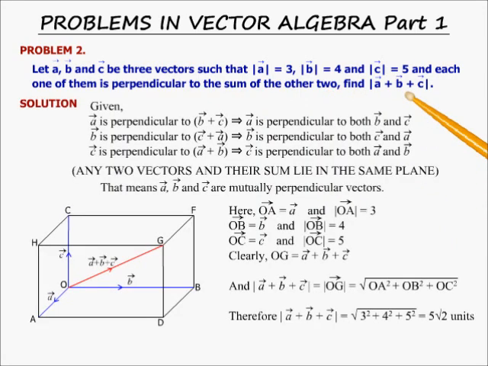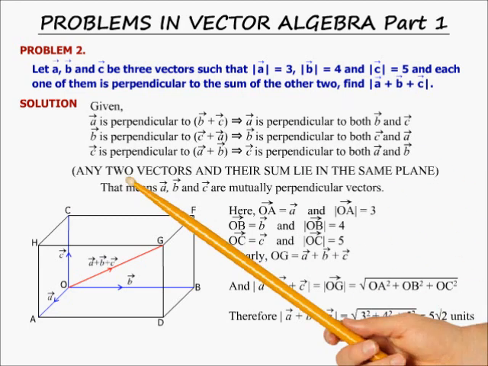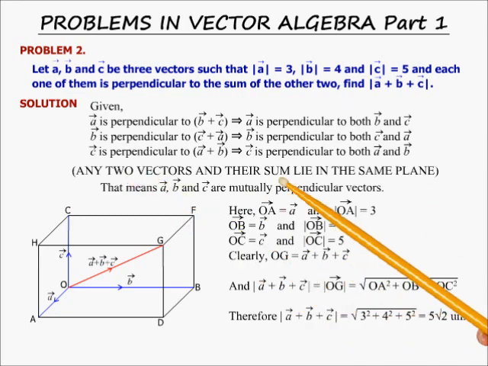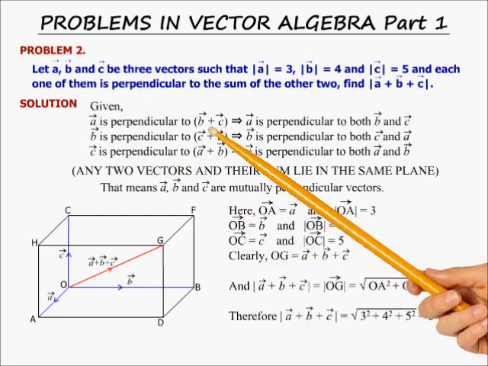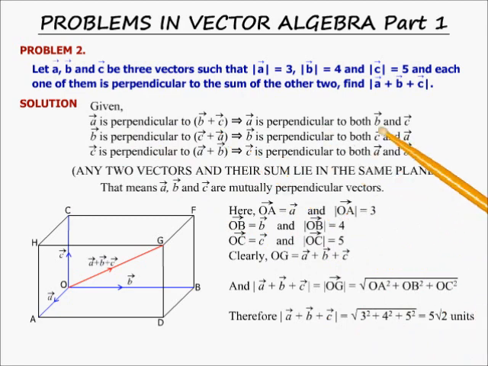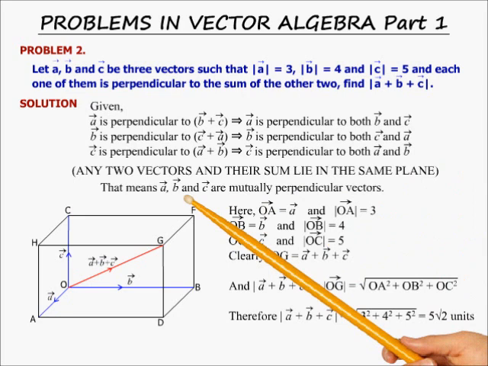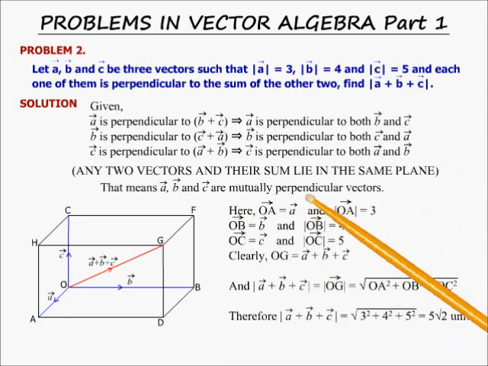Now we know that any two vectors and their sum lie on the same plane. This means a vector A, which is perpendicular to the sum of vectors B and C, is also perpendicular to vector B and vector C. So in other words, each of the vectors A, B and C is perpendicular to the other two vectors. That is, vectors A, B and C are mutually perpendicular vectors.